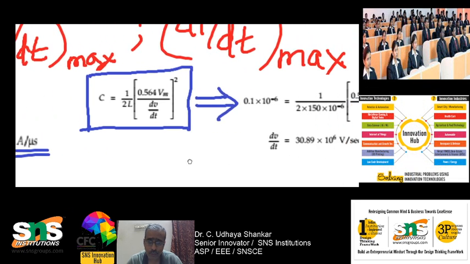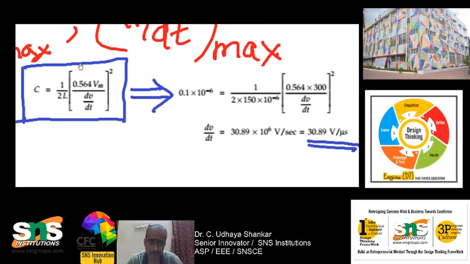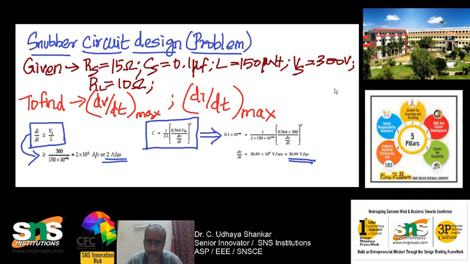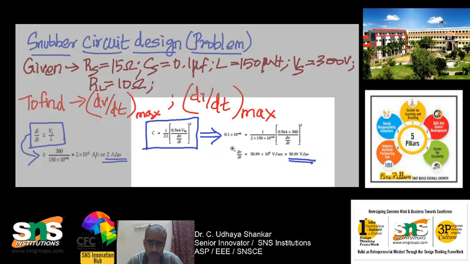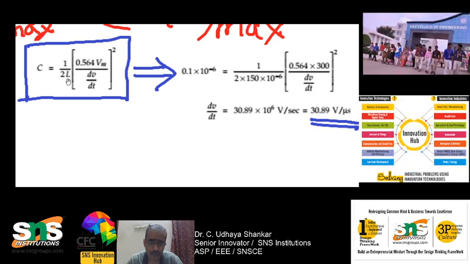Okay. So now in order to calculate the capacitance, this is the formula for calculating the snubber capacitance value. After finding the L value, the formula is 1 by 2L into 0.564 Vm divided by dV by dt, the whole square. The value of L is already given, 150 into 10 power minus 6.